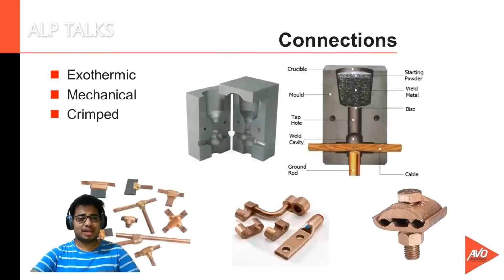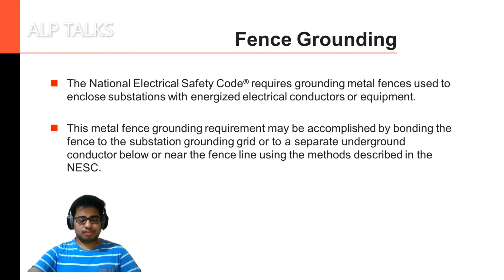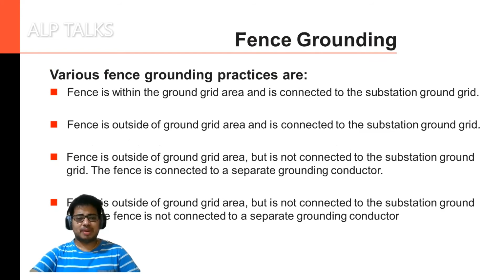We have different connections here. You can see exothermic, mechanical, and crimped. These are the different types of clamps or connections we will use in the substation. This is for better conductivity. These are the lugs and all. Then we have fence grounding. We have electricity codes: Indian electricity codes, the National Electrical Code in the USA, and other electricity codes. These things we have to use for proper grounding. So, fence grounding.